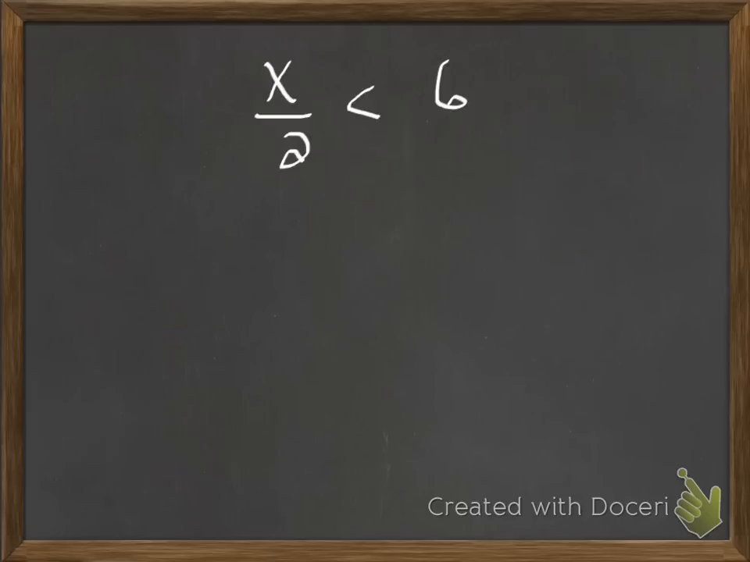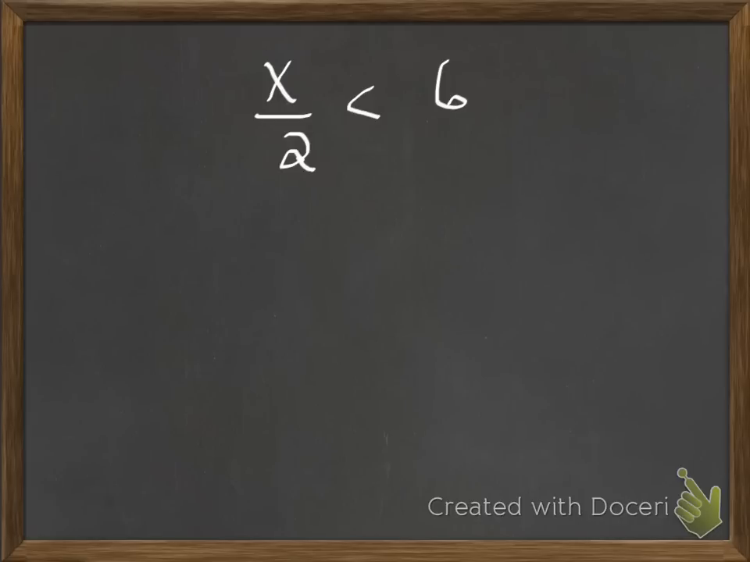I just wanted to throw one of these examples in here, because I know sometimes when you see this algebraically, you panic. So I want to make sure that you've been exposed to it in the recent past. So when you see x divided by 2, remember that's what that bar right there means. It means division. Okay, so when you see that bar, it means divided by. X divided by 2 is less than 6.